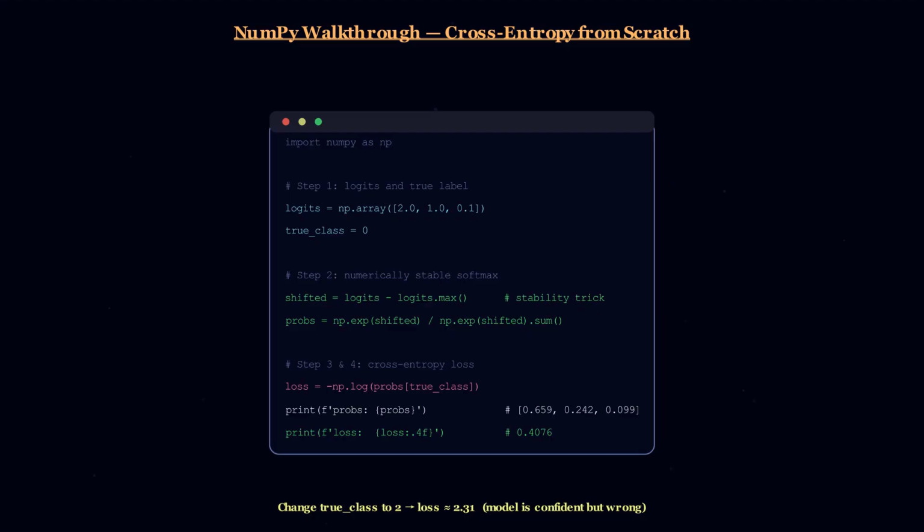Running this code gives us a loss of about 0.4076. Our model gave class 0 a probability of about 0.659, so the loss is relatively low. The model is fairly confident and correct. Change the true label to class 2, the lowest probability class, and the loss jumps to about 2.31. That steep increase is the log penalty. Cross-entropy punishes confident wrong predictions hard.